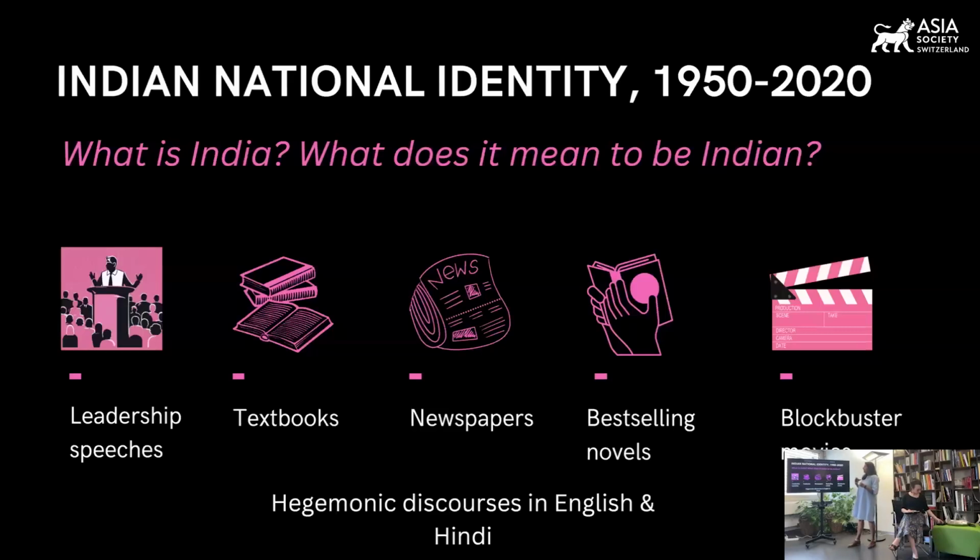And the texts that we use for constructing this data set include leadership speeches, textbooks, especially for history and social science, newspapers, and here we focus much more on op-eds and letters to the editor to get a sense of how people are talking, what kinds of ideas are important. And we also look at best-selling novels and blockbuster movies. And these are mostly in English and Hindi, which unfortunately does not capture the full diversity of Indian linguistics.